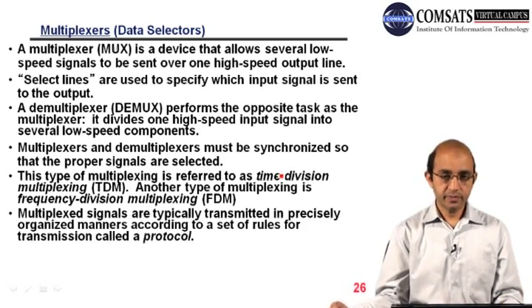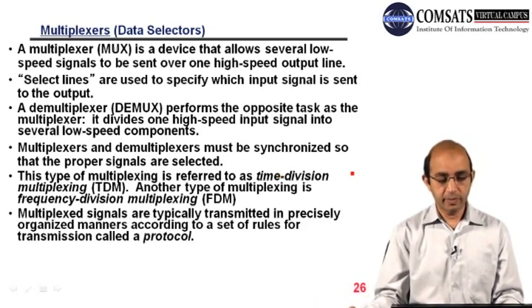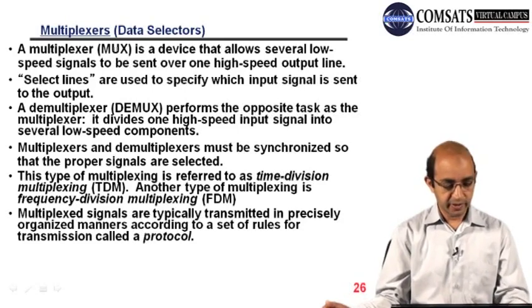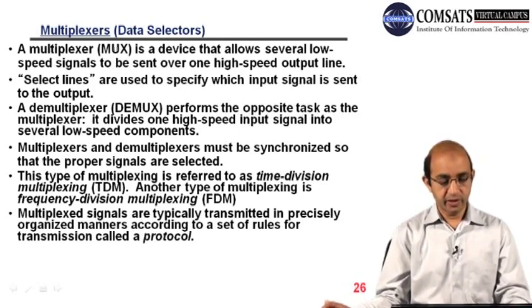For that functionality we use a multiplexer. A multiplexer is a device that allows several low speed signals to be sent over one high speed link. Actually, the functionality is that we select one of the lines, and that line sends its data to the high speed link. The demultiplexer performs the inverse, or the opposite functionality, of the multiplexer.